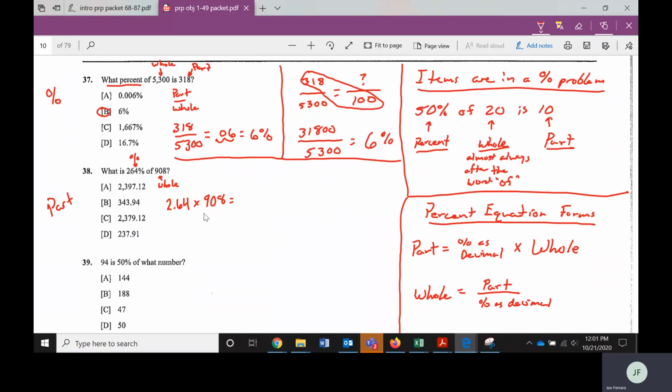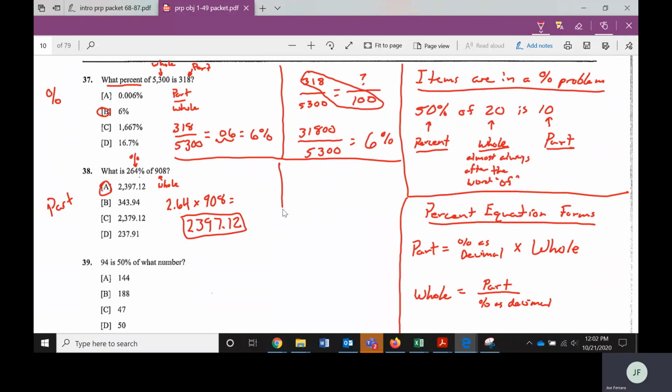and you're going to get 2,397.12, which is right here. What's kind of weird is the part ends up being bigger than the whole in this problem. But you have to think about it: it's 264%. That's like a lot of extra credit. When you get extra credit on a test, you can end up with more than the questions. You could get 25 out of 20 on a test. That would mean extra credit, and your percent would be more than 100.